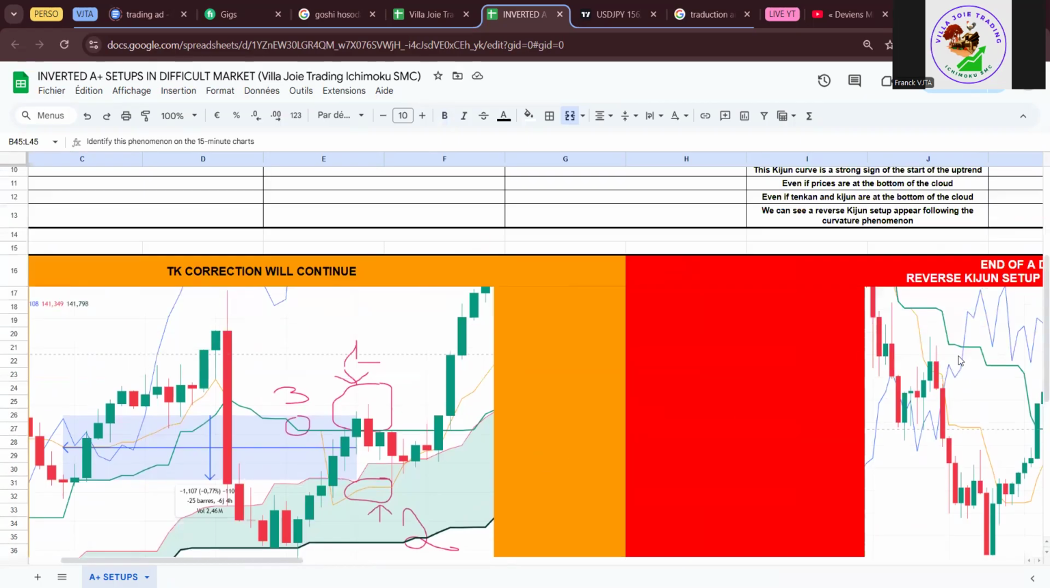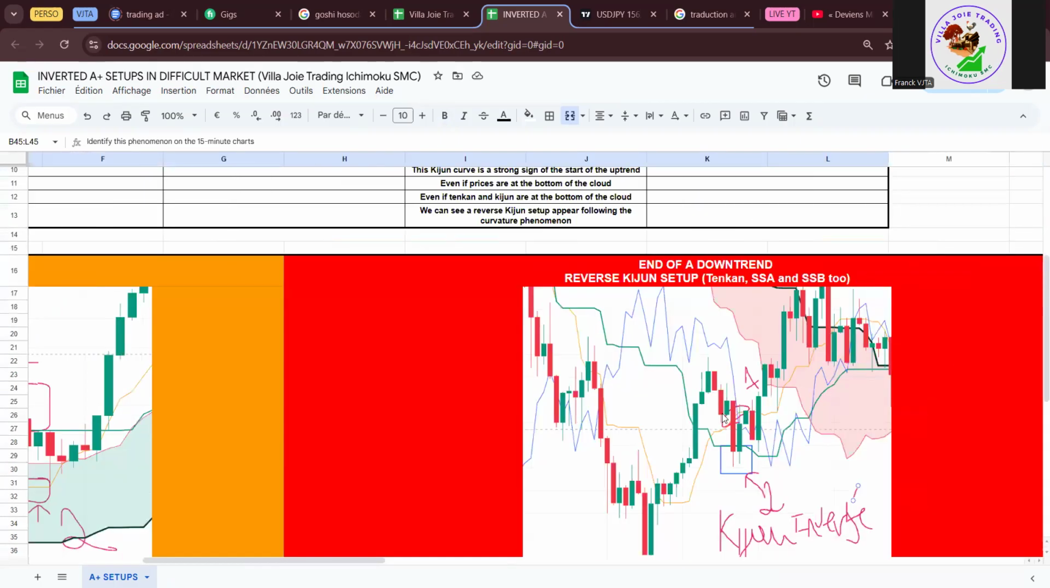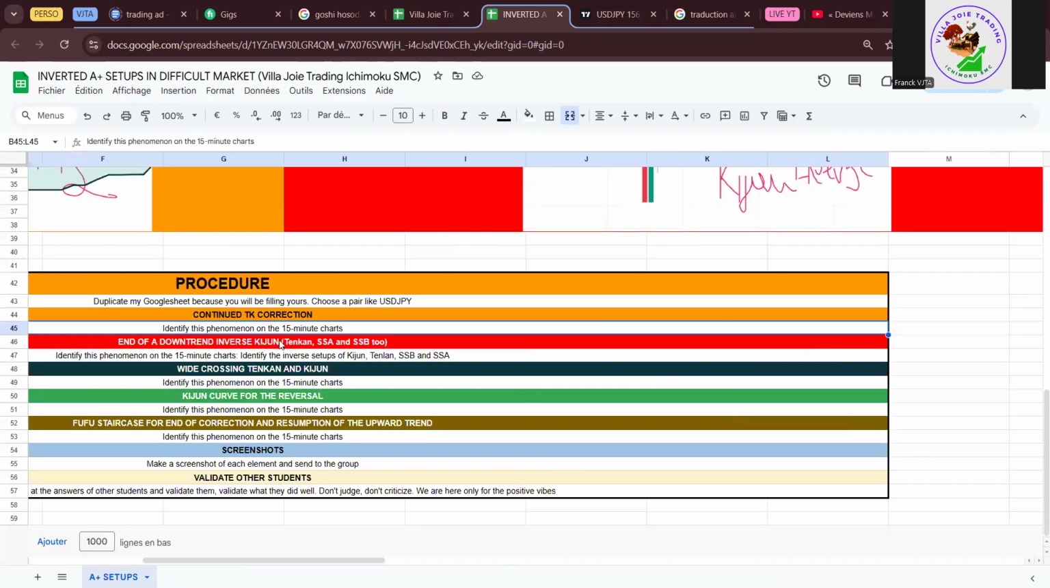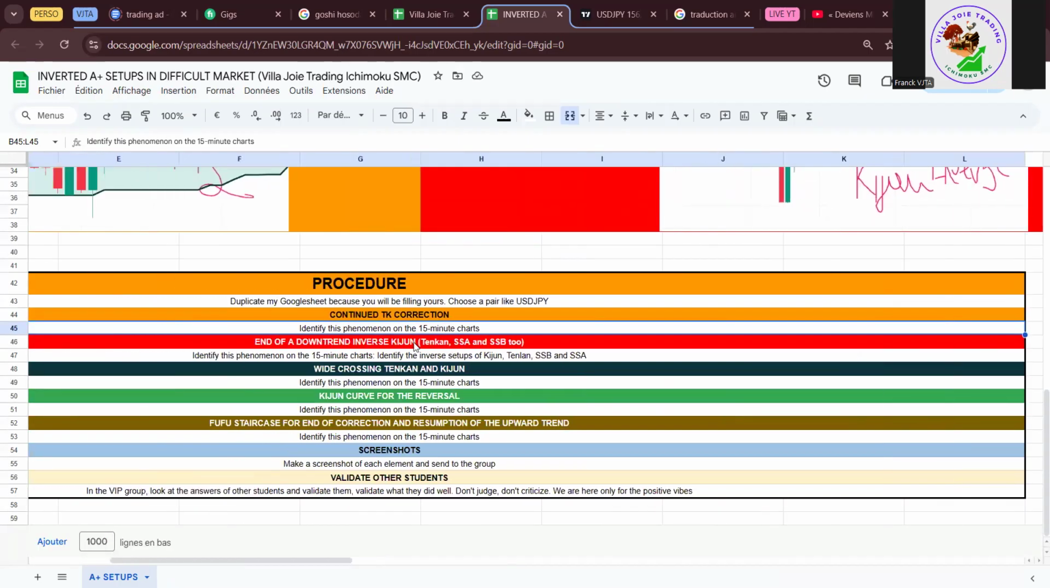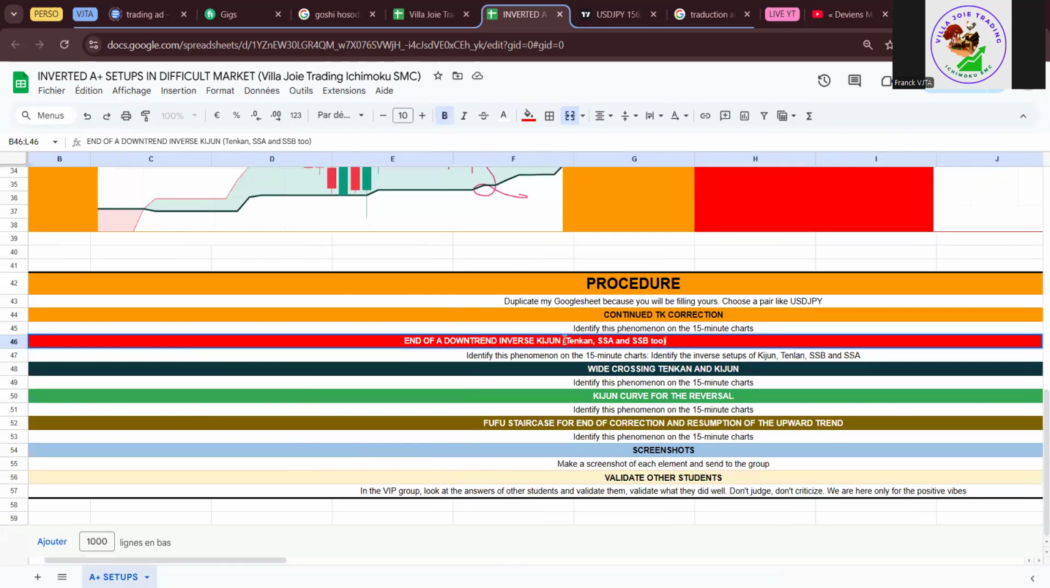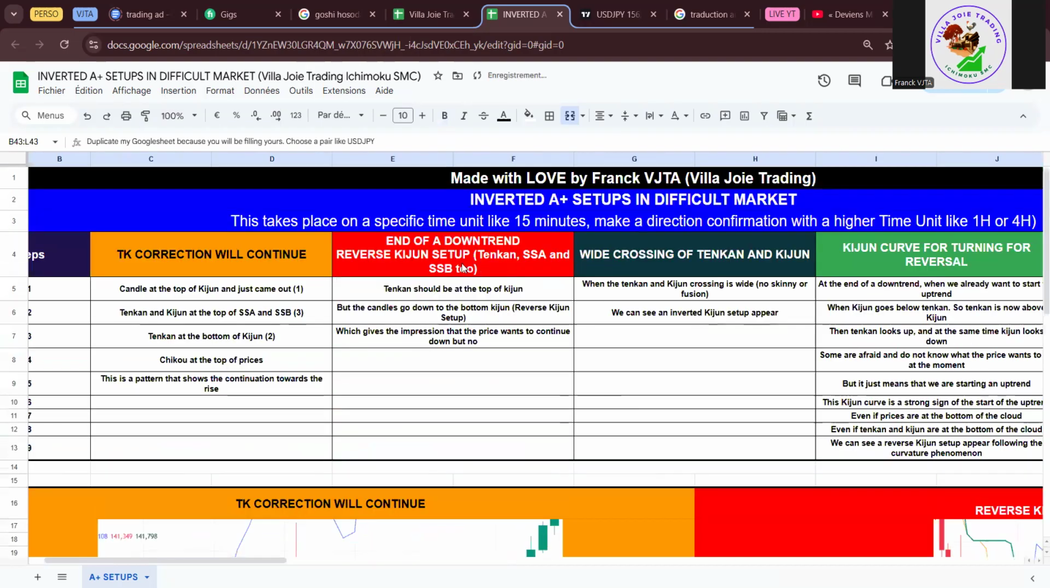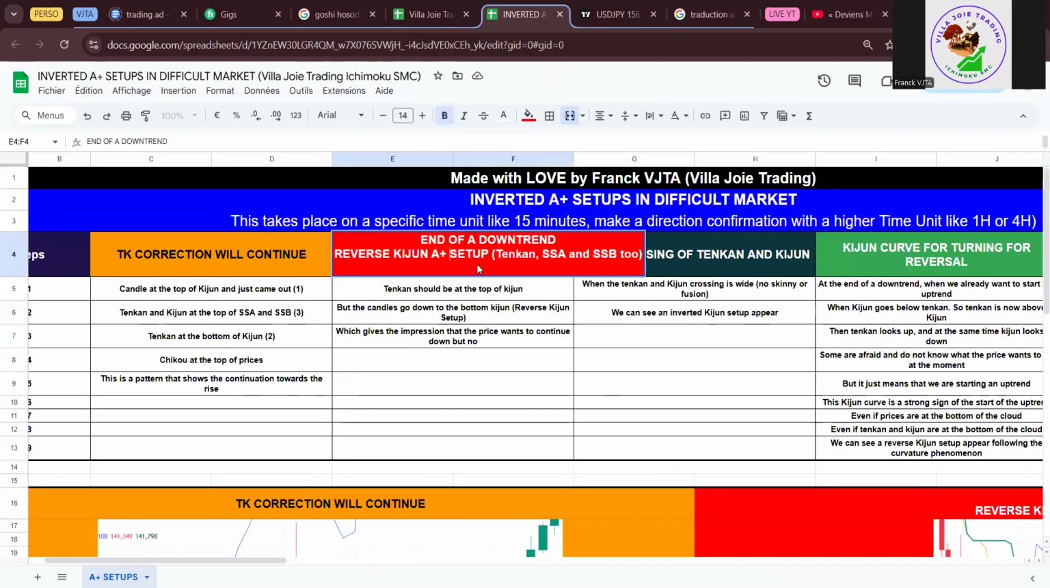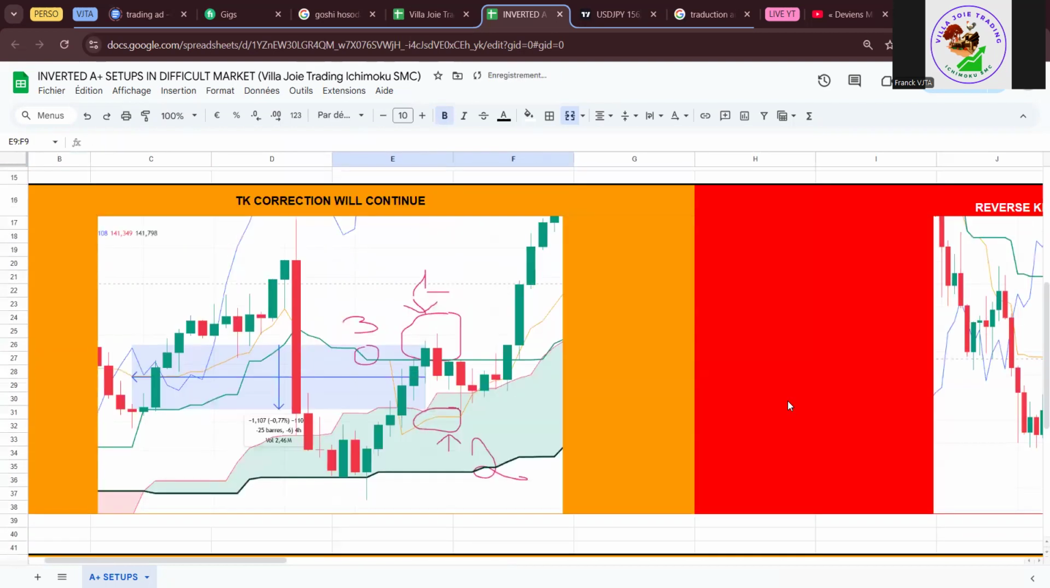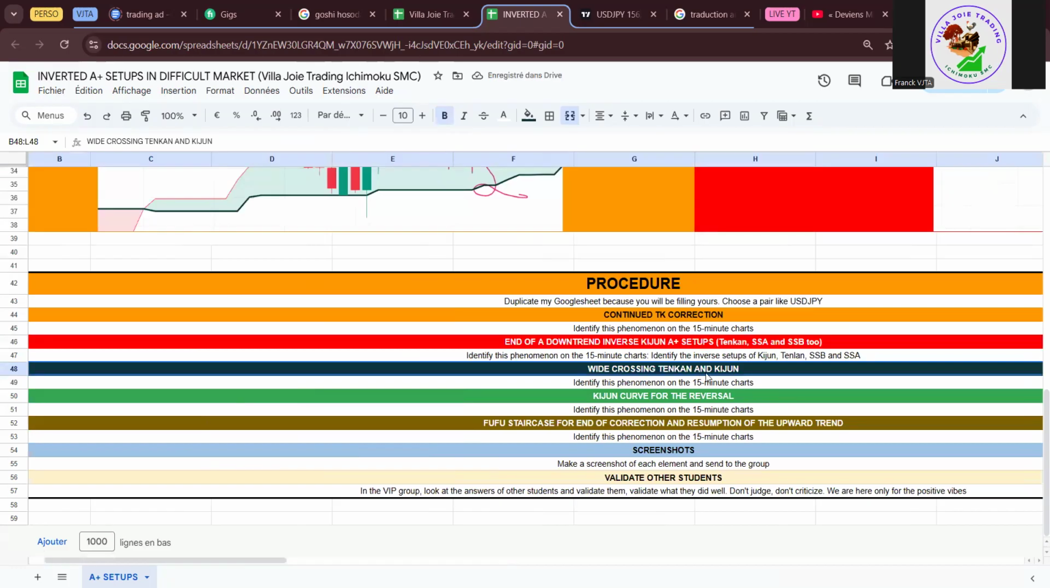Do also the end of the trend. Invest Kijun setup. The invest Kijun A plus setup. This is also an A plus setup. An invest Kijun A plus setup is also an A plus setup. Those are all A plus setups. Invest setups are A plus setups too.